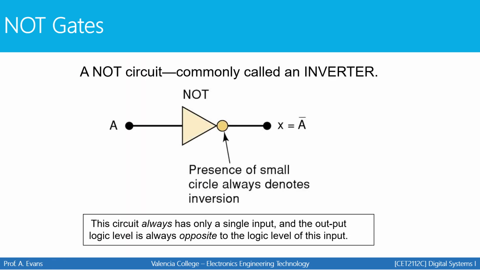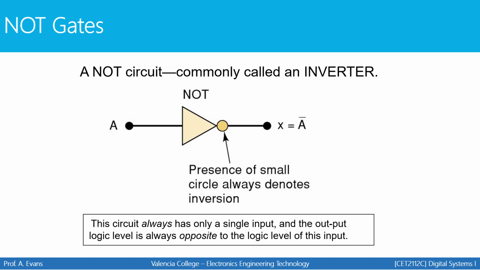The NOT gate is also called an inverter. And this is what the symbol for the NOT gate looks like. It's basically a triangle with a small circle on the right-hand side. You have to have the circle, so make sure that you always include that. It only has one input and one output. And whatever goes into the input will be inverted at the output.